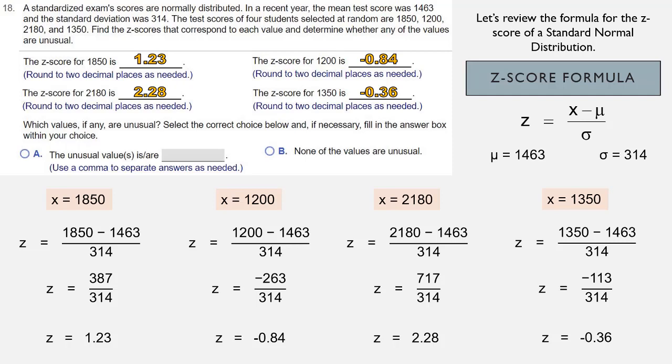So which test score was unusual? And the answer here is 2,180. And that's your answer.